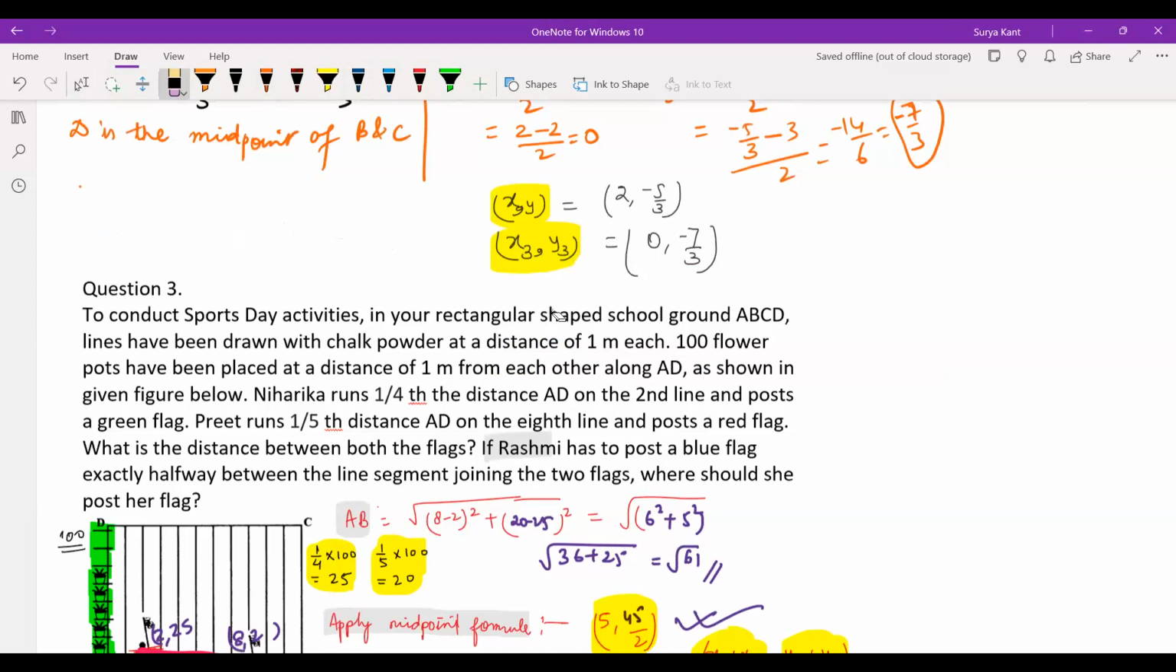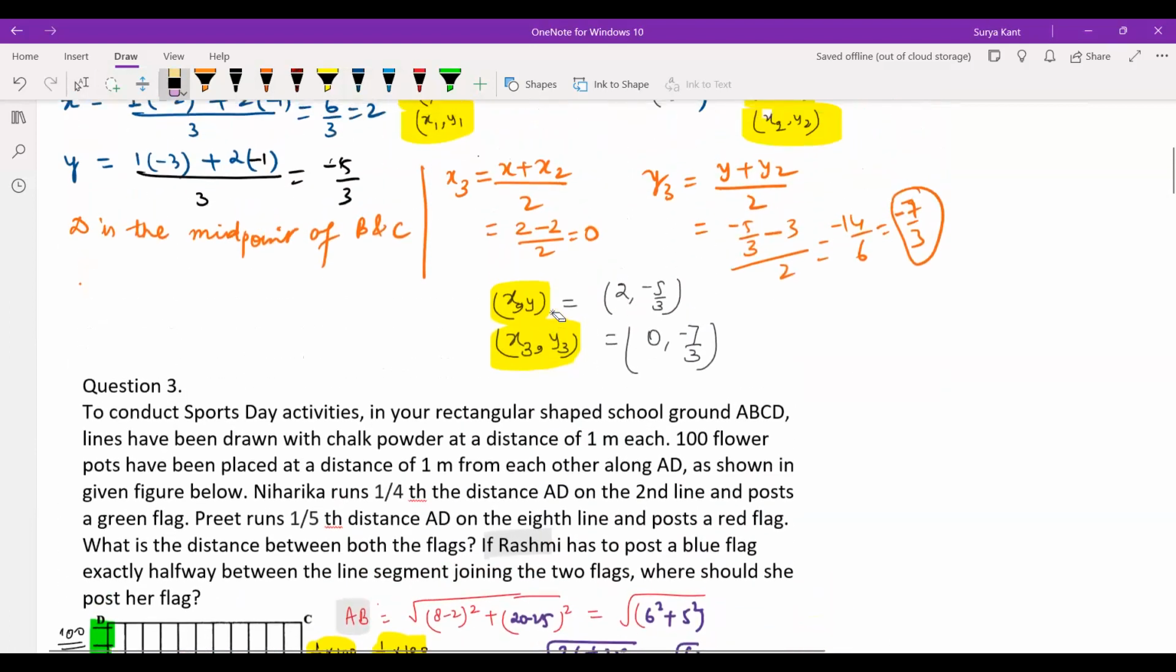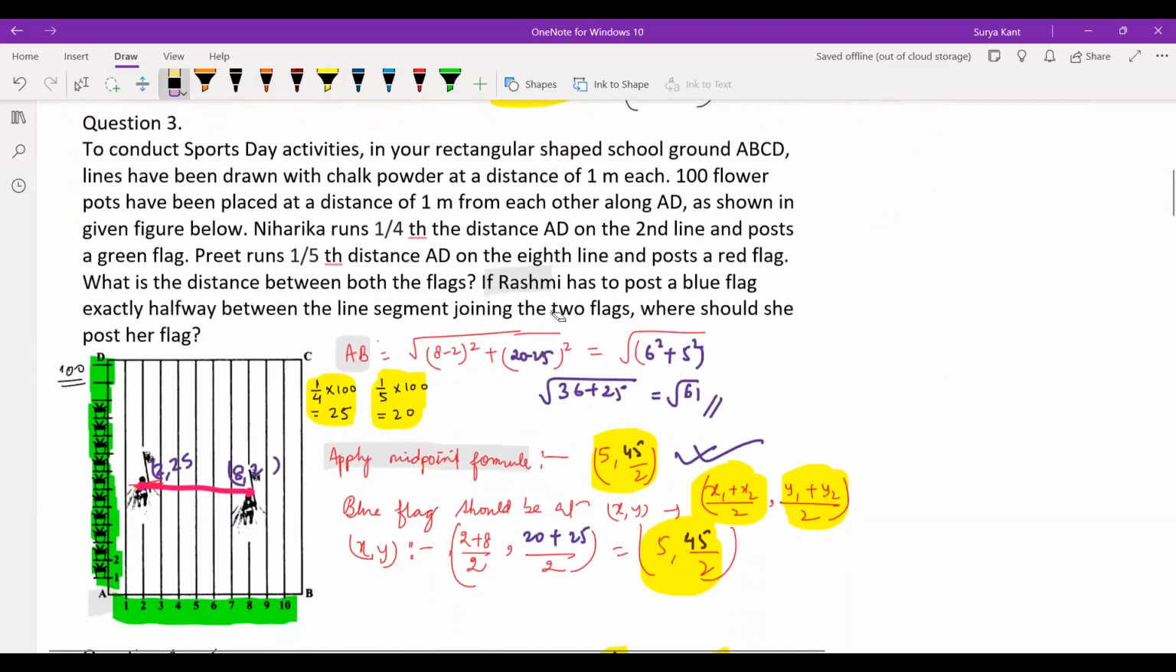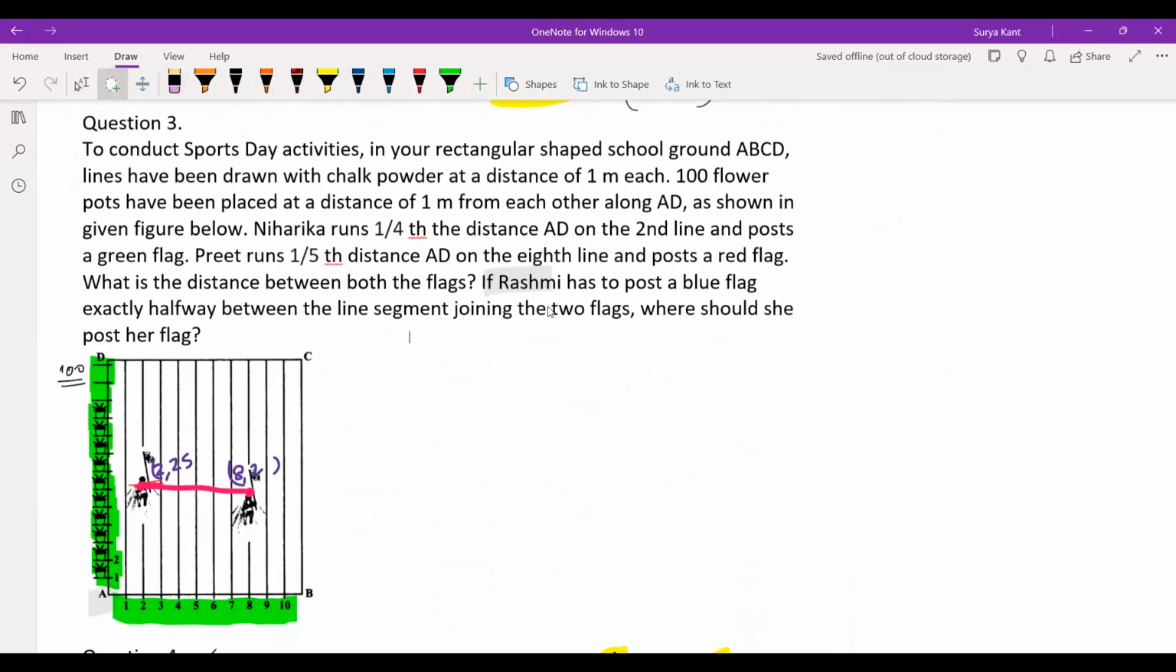So question number 3. Shall we move to question number 3? All of you just see the question, are you understanding or not? Question number 3 looks very, very big. In the exam, you will see, leave that question for later, first do some other questions. It looks so big. So try to understand what they're asking here. Conduct sports day activities. What's going on? Just see.